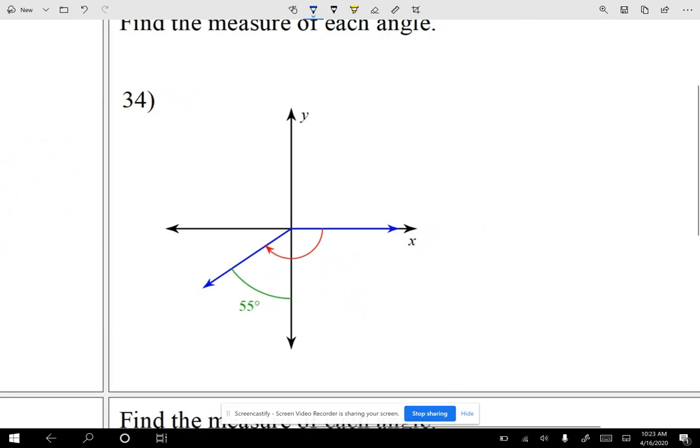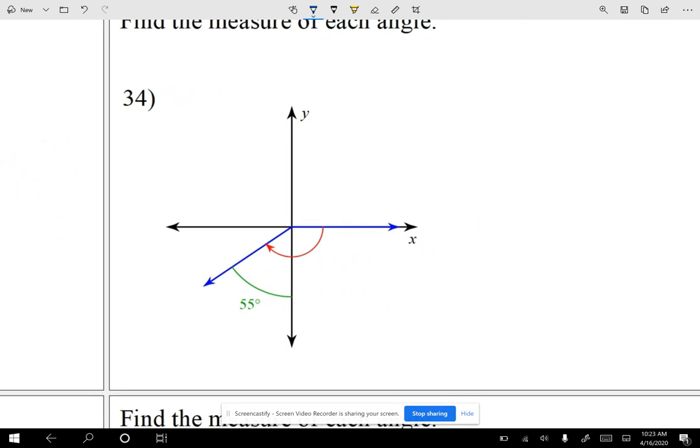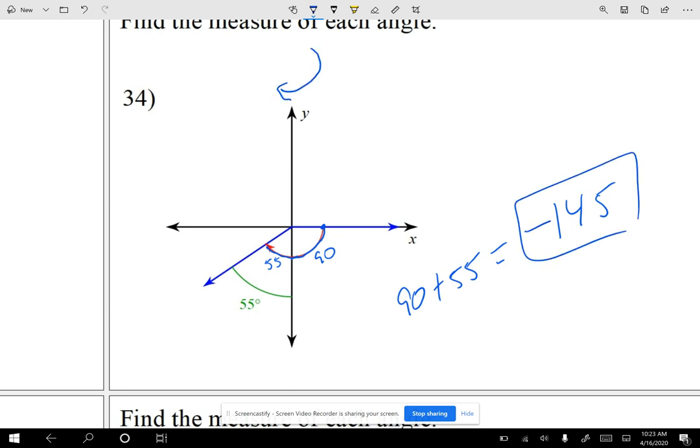All right, let's take a look at number 34. I start here. So far, this is 90. I know this is 55. So the whole thing is 90 plus 55. That will give me 145. Now, I was going clockwise. That means my angle is a negative 145. The sign at the beginning is just direction, whether I was going clockwise or counterclockwise.